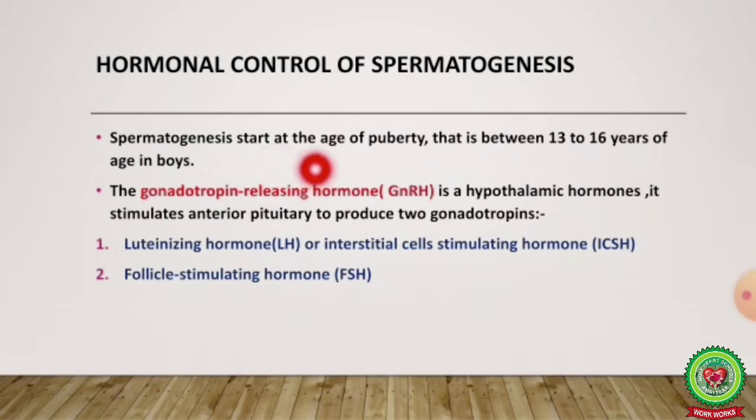Next we are discussing hormonal control of spermatogenesis. Spermatogenesis starts at the age of puberty. Puberty is the time period when the sex organs become functional, that is between 13 to 16 years of age in boys. The gonadotropin releasing hormone is a hypothalamic hormone. It stimulates the anterior pituitary to produce 2 gonadotropins. The first one is luteinizing hormone or interstitial cell stimulating hormone, ICSH, and the second one is follicle stimulating hormone.